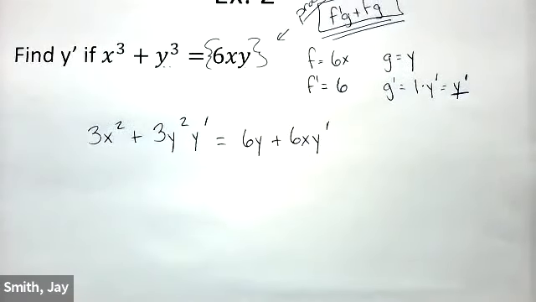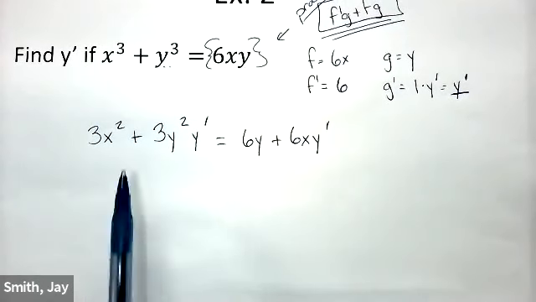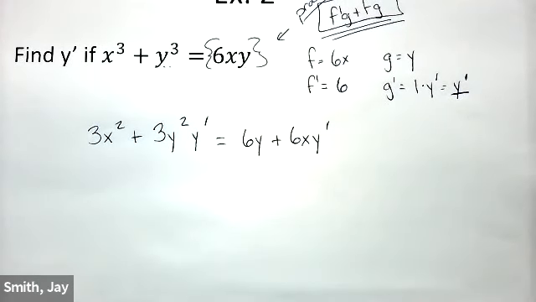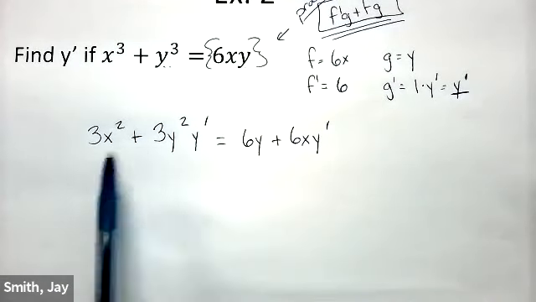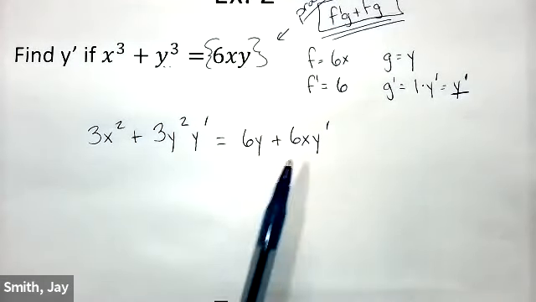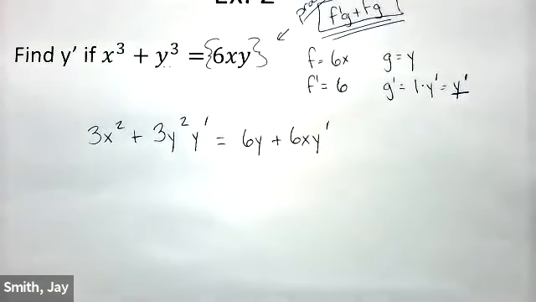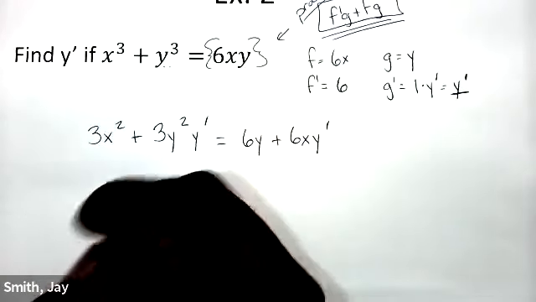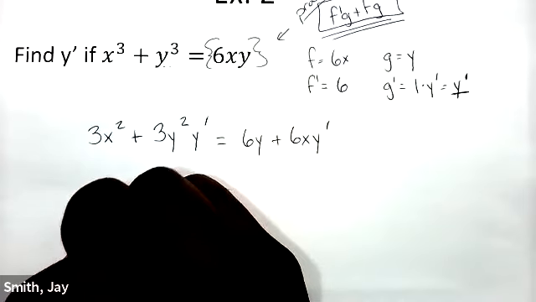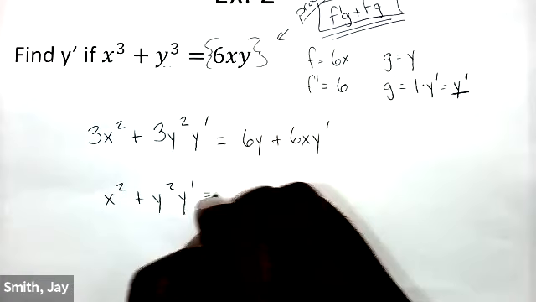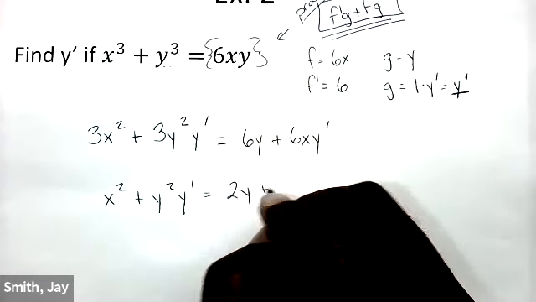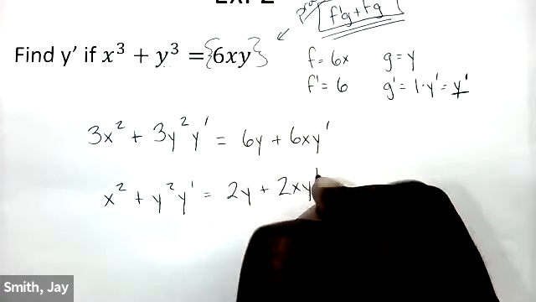All right, so we're taking the derivative with respect to x to both sides of my implicit equation. The first thing I would do to help simplify is recognize that every one of these terms has a coefficient that's divisible by 3. So I'll reduce everything by 3. I'll divide everything in the problem by 3, which will give me x squared plus y squared y prime is equal to 2y plus 2xy prime.